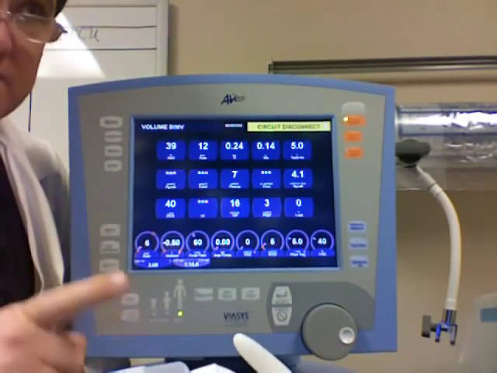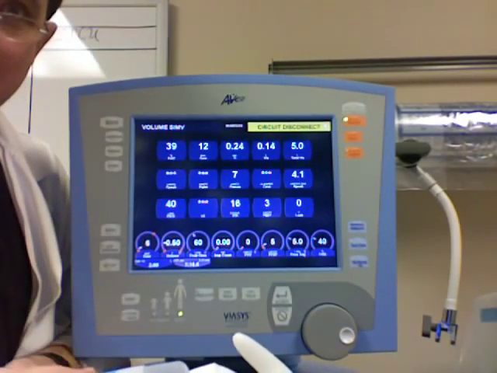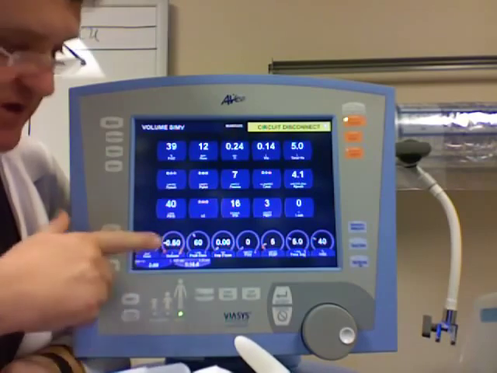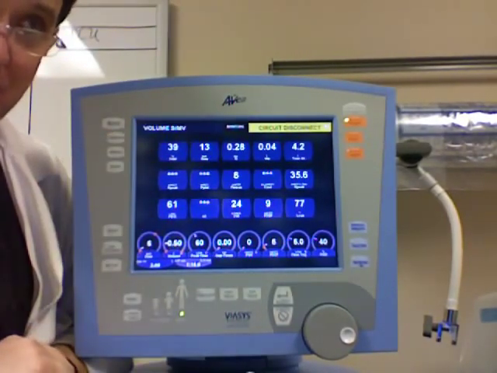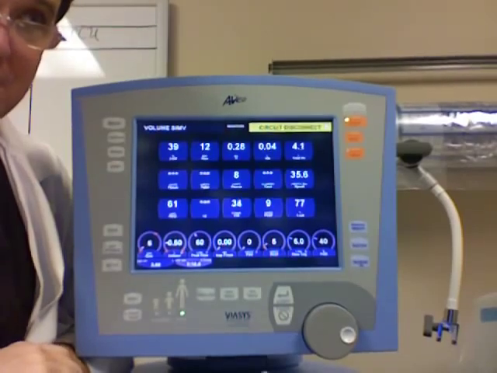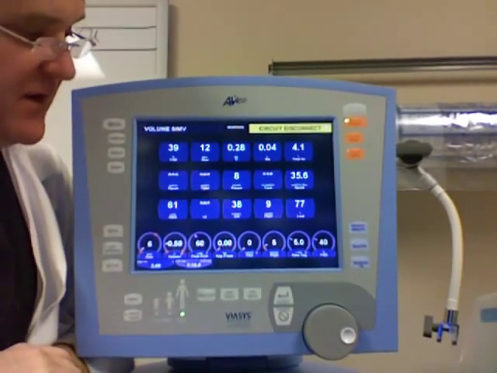So to review, here's the 3 modes. Mode number 1, assist control. Every breath is a ventilator breath, whether the machine starts it because the rate timed out or the patient started it. They're all positive pressure mechanical breaths.